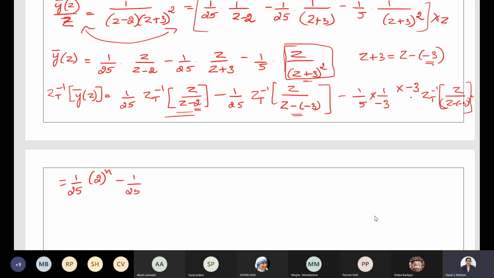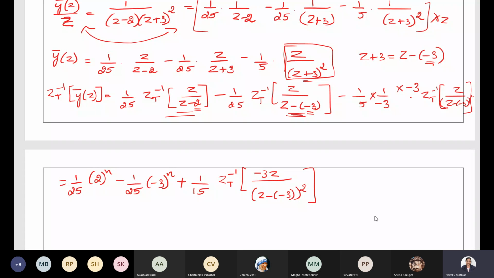Minus 1 by 25 into the inverse Z transform of z by z minus of minus 3. Here k is minus 3, so it will be minus 3 power n. Next, what happens over here? Minus of minus will be plus. We have 5 3s are 15, so 1 by 15 into this. Minus 3 I can take inside, and I can write it as the inverse Z transform of minus 3z divided by z minus of minus 3 whole square.